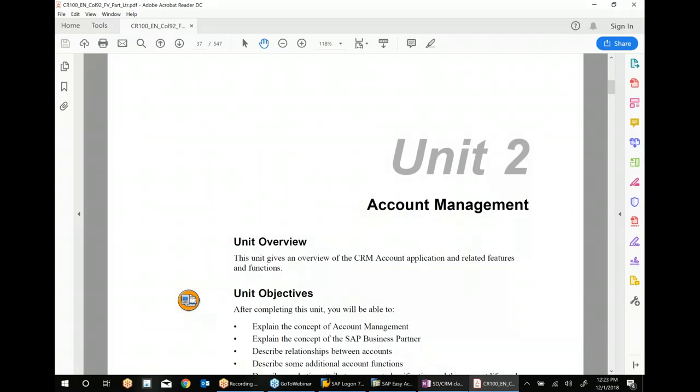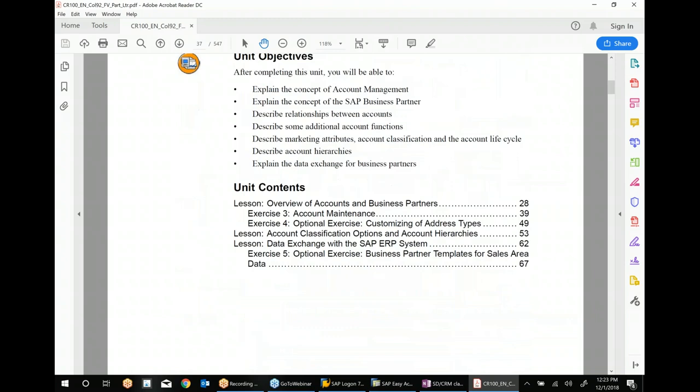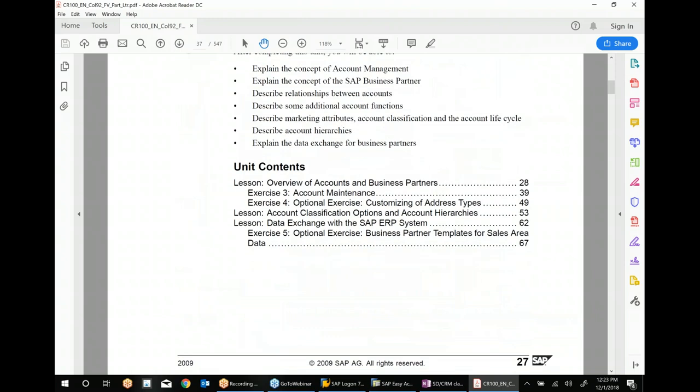Now the next topic, we want to talk about account management. Second topic. In this, we're going to talk about what is account management, what are the business partners, how do we maintain account, customization, classification, exchange of data. So these are different topics which we're going to understand. We're going to do exercises also.